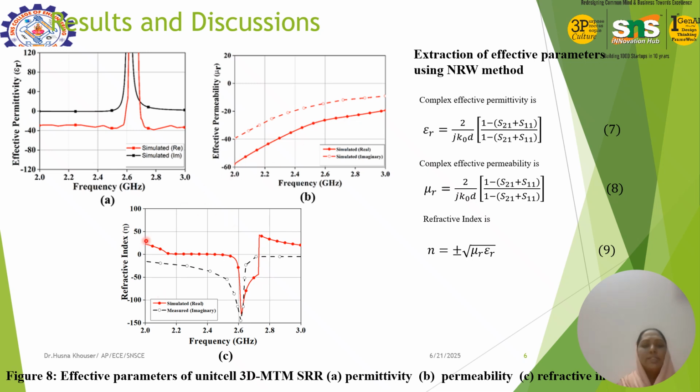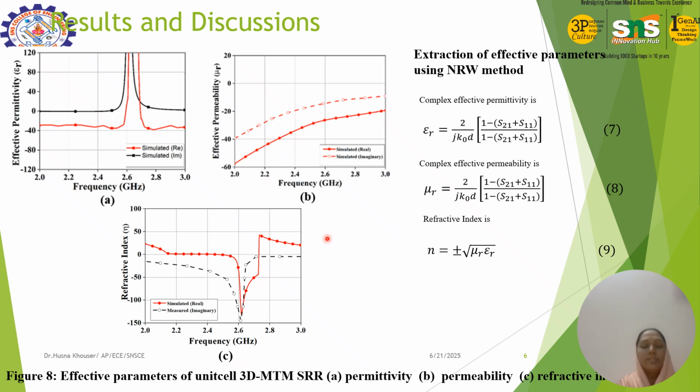And here you can see the refractive index, which is also resonating at a negative refractive index. All these negative refractive index parameters are extracted using the NRW, that is Nicolson-Ross-Weir method. This method extracts parameters based on the S parameters. Based on the reflection coefficient and transmission coefficient, we have calculated the permittivity, then the permeability, and then the refractive index.